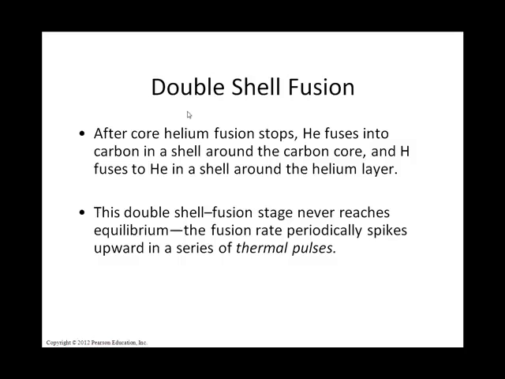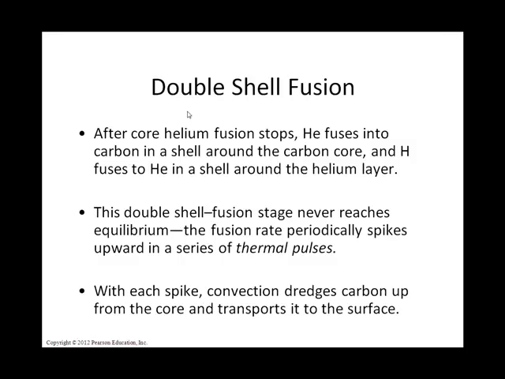So then we end up with two shell fusions. We have the outer shell fusion of hydrogen to helium, then the inner shell fusion of helium to carbon, and then we have the solid carbon core. And in this phase, it's a little bit unstable. Sometimes this is a type of variable star. This double shell fusion is kind of an interesting thing.